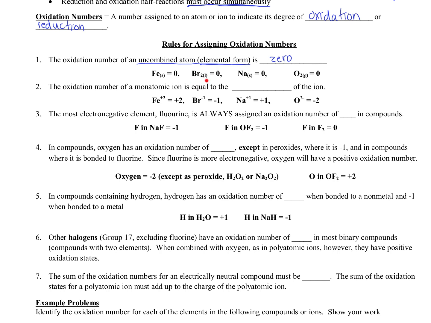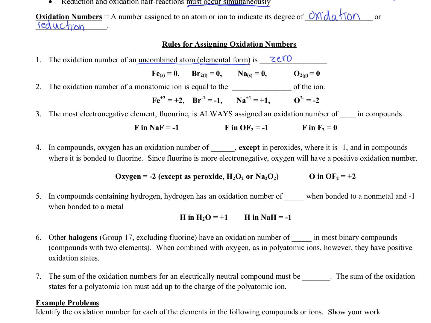Bromine is a liquid, and it's diatomic. This is the elemental form, so its oxidation number is 0. Sodium is a solid. This is sodium metal. Its oxidation number is 0. And then oxygen, another diatomic element that is a gas, that's the elemental form, has an oxidation number of 0.